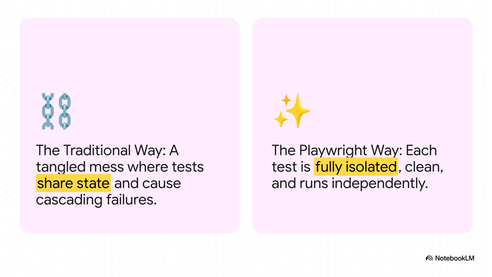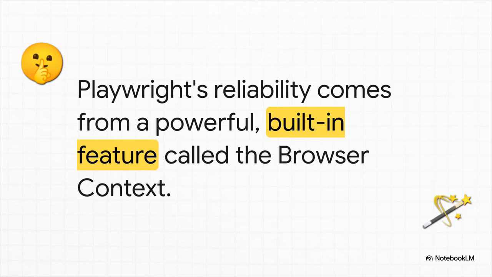So how on earth does Playwright pull off this magic? Well, the secret sauce, really, is one powerful built-in feature called the browser context. This is the whole enchilada. It's the mechanism that just completely solves the problem of cascading failures. And the best part? It's automatic. It's built right in. And trust me, it's going to fundamentally change how you think about testing.